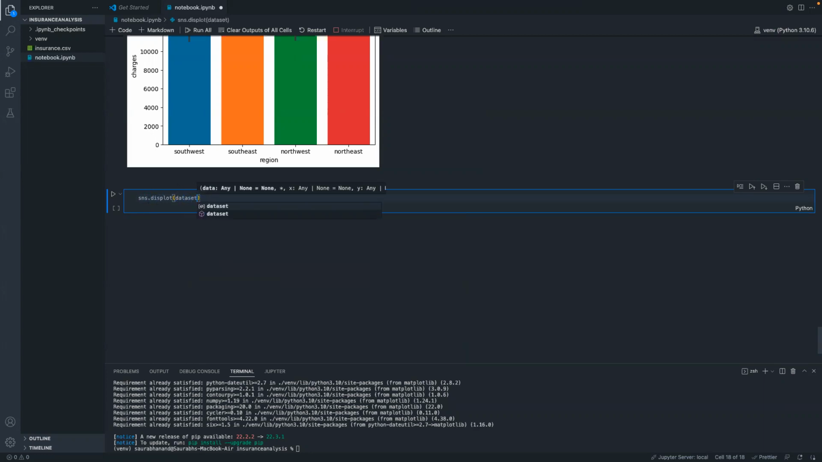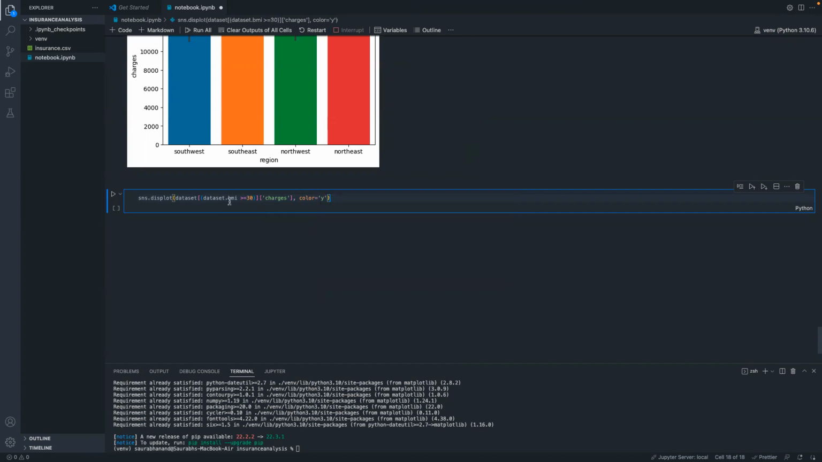I want to subset my data set for all the values for which the BMI is greater than 30. So this is what I'll do here: data set dot BMI greater than or equal to 30. And for this, I will get my charges, and I'll set the color to yellow. So this looks good.